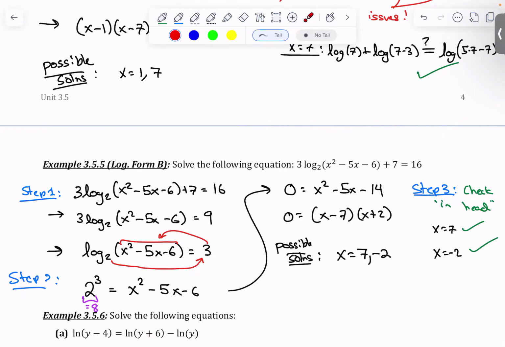So that's what I'm doing in my calculator or in my head. I'm plugging in the 7 into any logarithm that I see and making sure the inside is strictly positive. So this ends up being the answer. Both of them are correct.